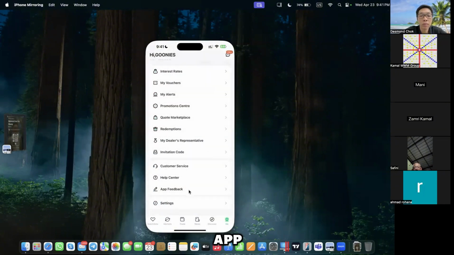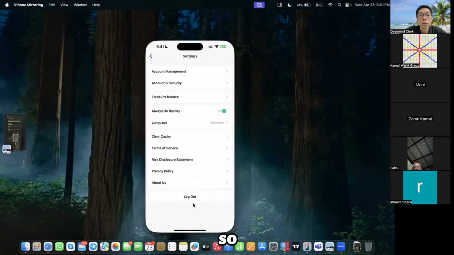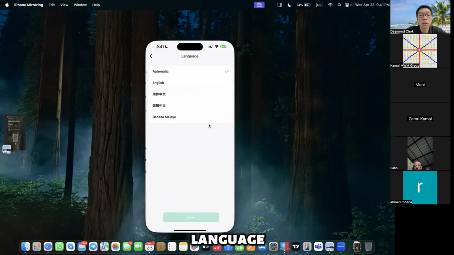Help center, add feedback, then settings. Okay, settings, same thing. Language, you can select. For those who prefer English, just leave it automatic, or maybe automatic follows your phone language. If it's Bahasa Melayu, then that. Those who prefer Chinese wordings, you click Chinese, then everything will show in Chinese.